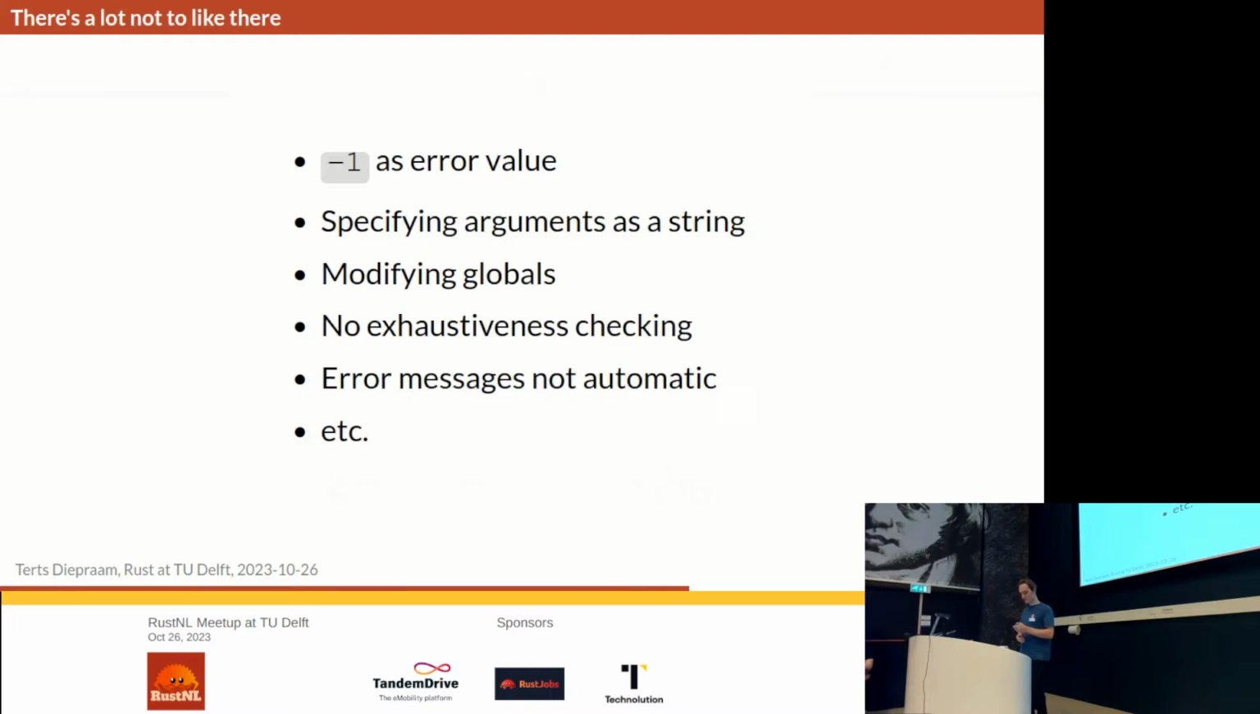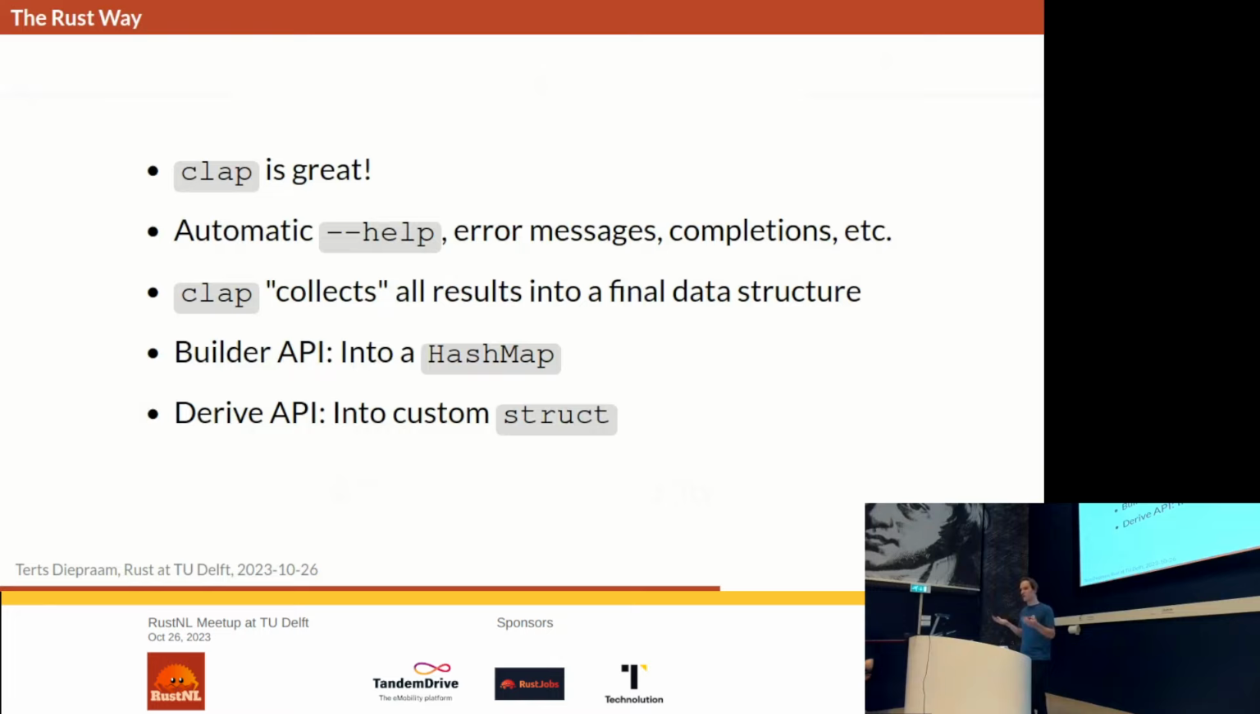So what does Rust like to do? Well, we like to use clap. I guess you can choose your argument parser of choice, but clap is one of the most popular, and uutils is using it as well. Well, we got a lot of nice things, right? We got automatic help, error messages, completions.